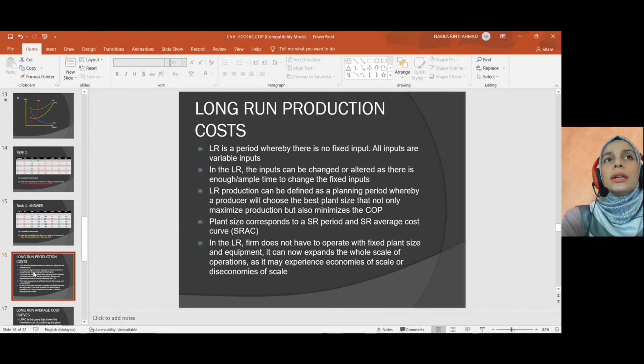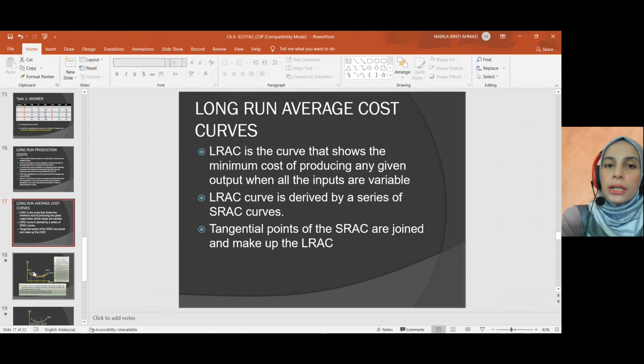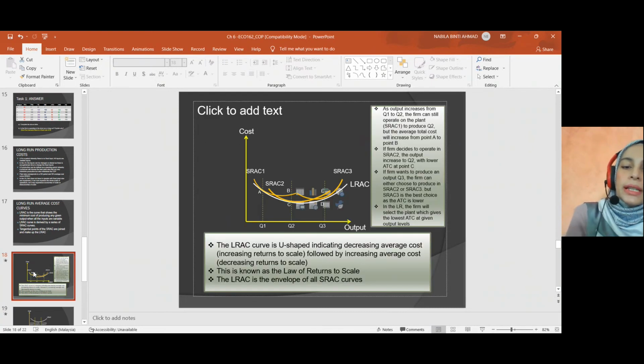So in the long run, firm dia akan experience sama ada economies of scale atau diseconomies of scale. So hukum ini dipanggil sebagai law of returns to scale. Okay. So kita juga kena tahu konsep long run average cost curve. Yeah. So long run average cost is the curve that shows the minimum cost of producing any given output when all inputs are variable. And long run average cost curve is derived by a series of short run average cost curve. So the tangential point, yeah, of the short run average cost curve are joined and make up the long run average cost curve. Jadi, so nampak di sini, so the long run average cost curve ini terbentuk daripada beberapa short run average cost curves.